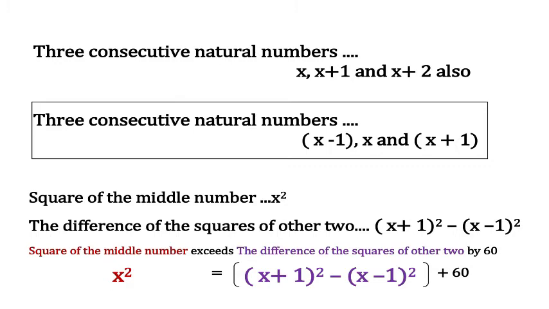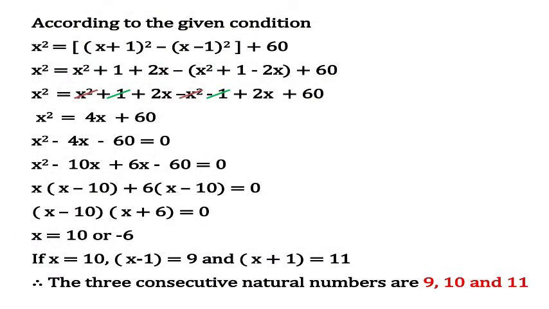So we have defined separately the condition. Now let us write it in the form of a statement. Square of the middle number, that is x square, is equal to the difference of the squares of the other two, x plus 1 whole square minus x minus 1 whole square. So this value will exceed by 60, that means plus 60. So go through this slide very clearly, try to understand each and every point and then go to the solution. Move to the next slide, copy this down in your classwork.